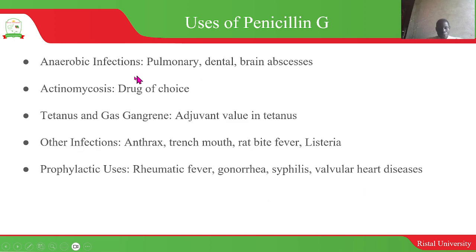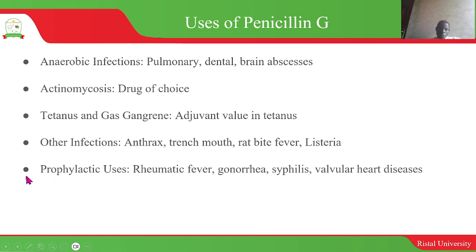We use it also in the treatment of anaerobic infections like pulmonary, dental or brain abscess, and in the treatment of actinomycosis. Penicillin is a drug of choice there. Also, in cases of tetanus and gas gangrene, it is of adjuvant value in tetanus. Other infections include anthrax, trench mouth, rat bite fever, and also listeria. It is also effective against listeria.